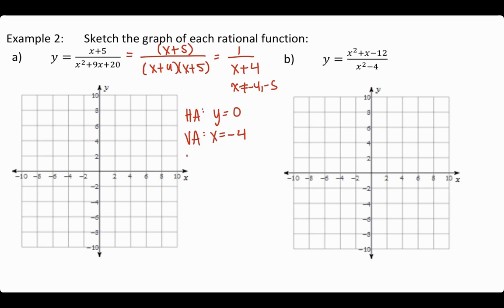And then for the hole, what x value is my hole going to be? Negative 5. So I'm going to say, if I plug negative 5 in, I get 1 over negative 5 plus 4, which is negative 1. So my hole is at negative 5, negative 1.